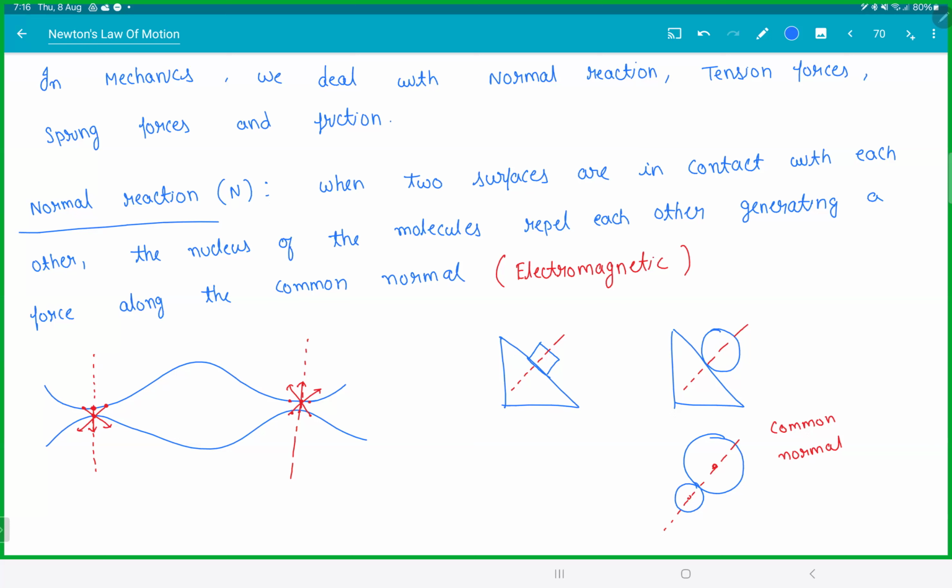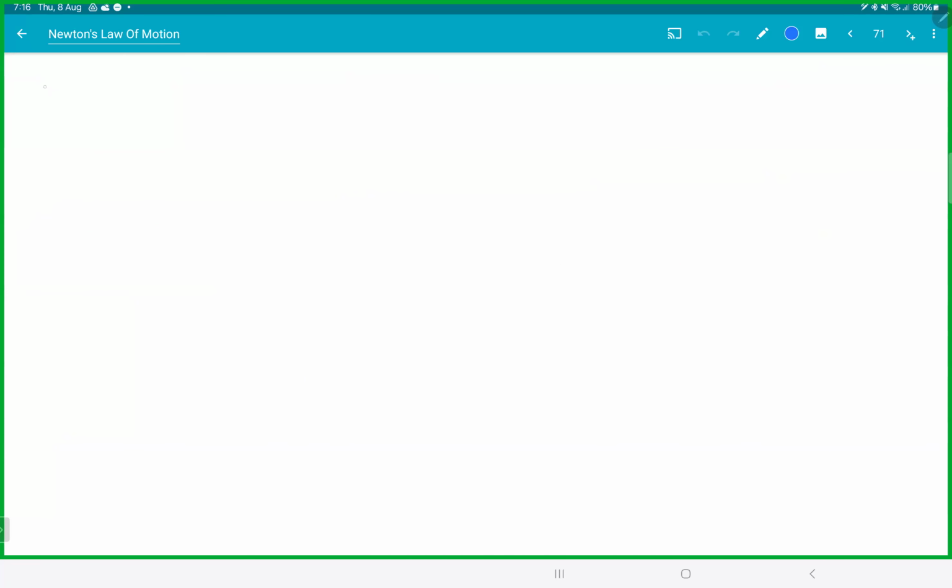Okay, going ahead. Next thing, tension forces. Now, first thing, when you say tension, you need to understand tension is the state of the material. Tension is not a force. So what is this tension? Why do you get this?